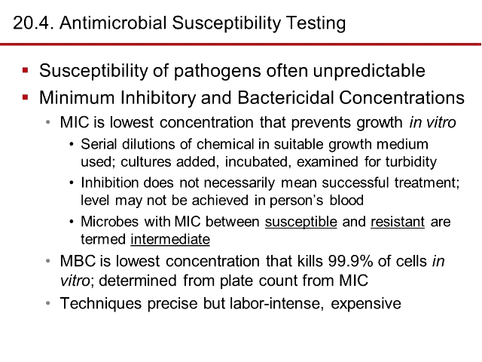Now, antimicrobial susceptibility is interesting because the susceptibility of pathogens can be unpredictable. They can change from one strain to another. So minimum inhibitory and minimum bactericidal concentrations are necessary. The MIC is the lowest concentration that prevents growth in vitro. Serial dilutions of chemicals in a suitable growth medium are used, and culture is added, incubated, and examined for turbidity.